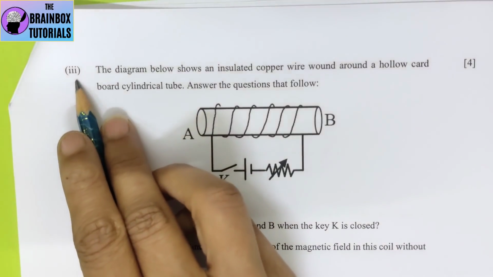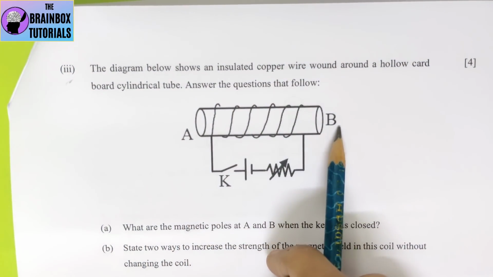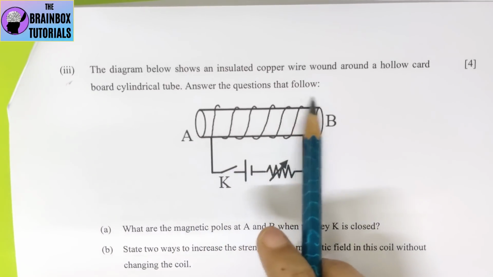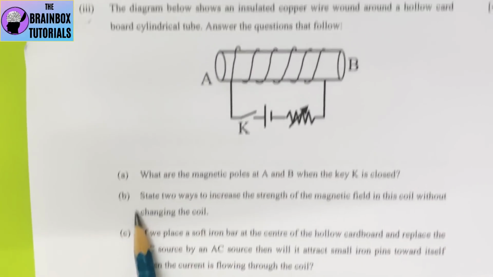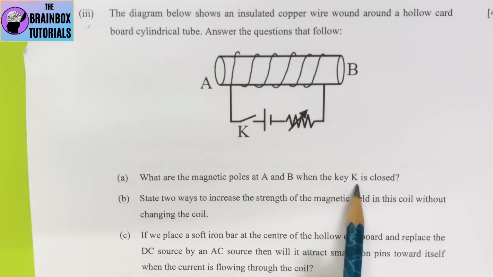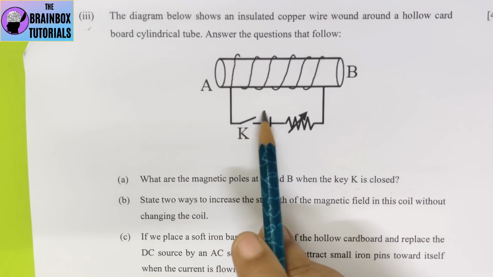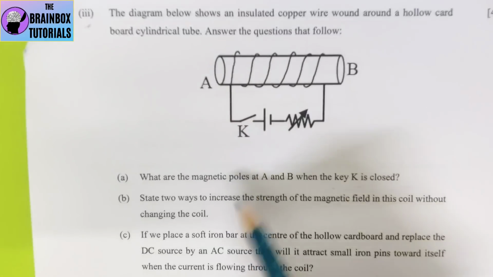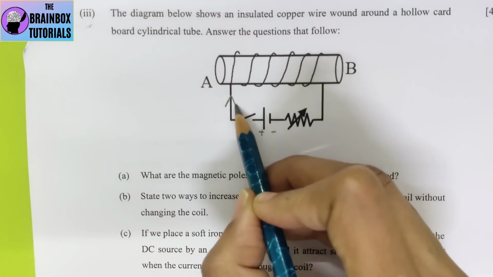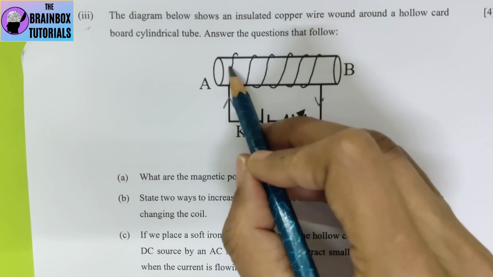Moving on to question number 2, part 3. The diagram below shows an insulated copper wire wound around a hollow cardboard cylindrical tube. Answer the questions that follow. Number A, what are the magnetic poles at A and B when the key K is closed? So if you imagine that key is closed, so according to the cell here, this is positive terminal and this is negative terminal. So the current will move from here like this. So from A, it is moving like this.